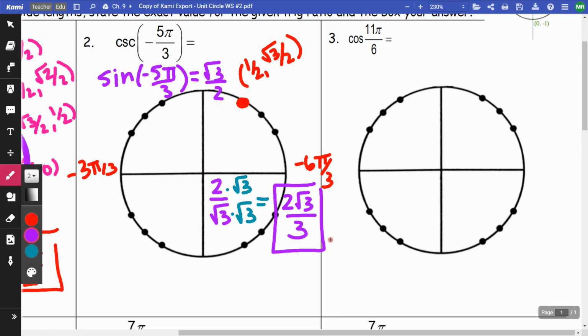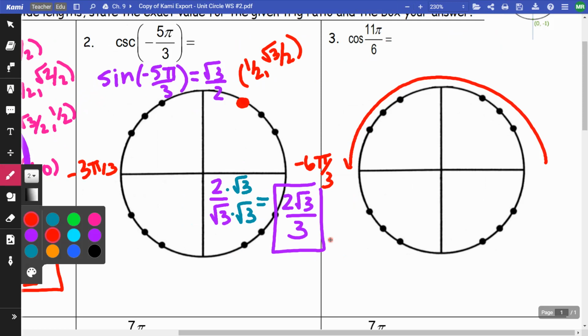Next is 11 pi over 6. As I'm going all the way around here, that's 6 pi over 6. Going all the way to here would be 12 pi over 6. I'm 1/6 short, so I'm going to be right here. That's where I'm going to be.